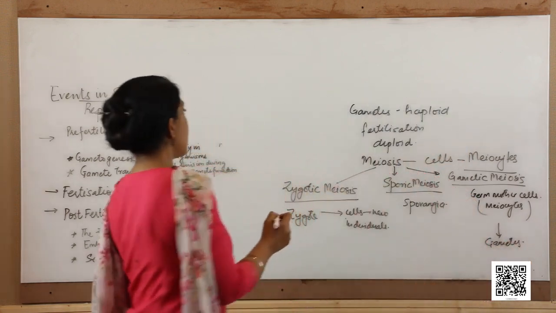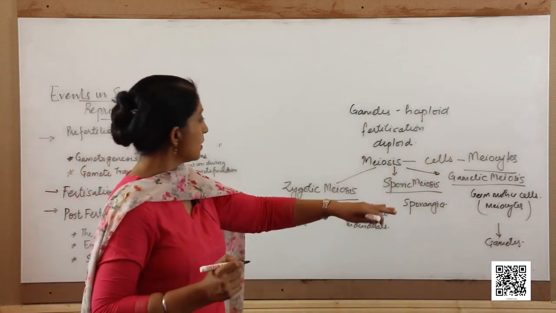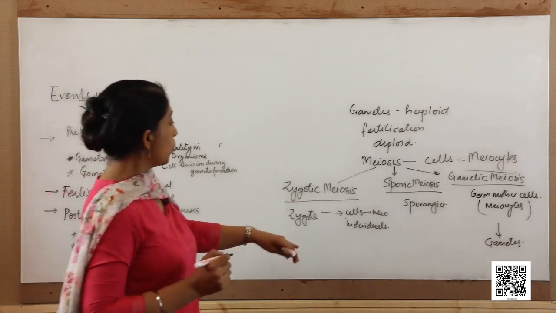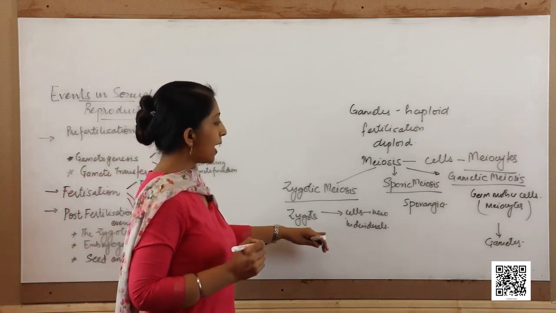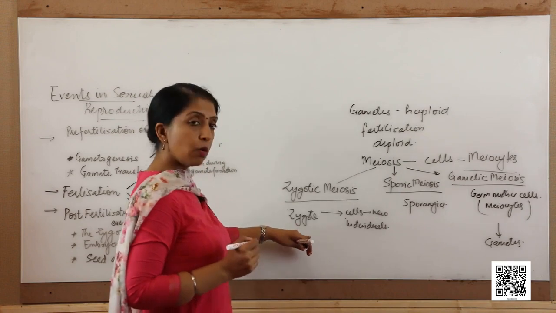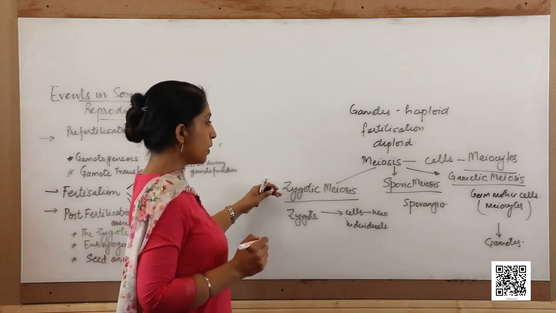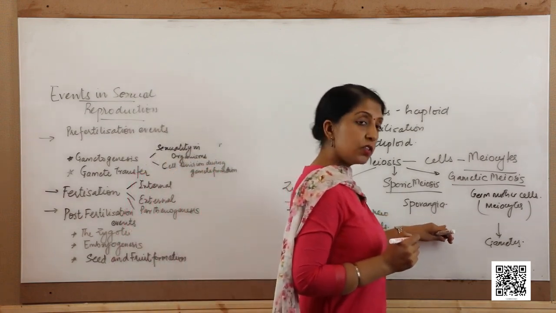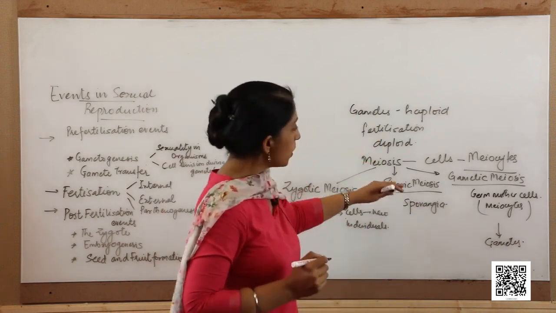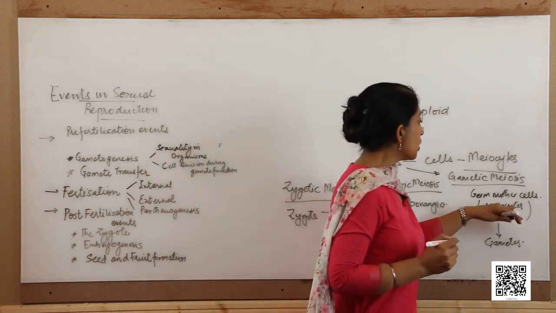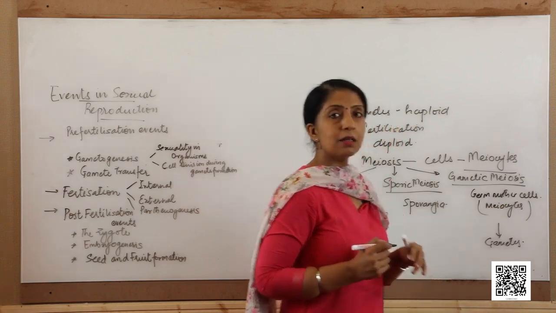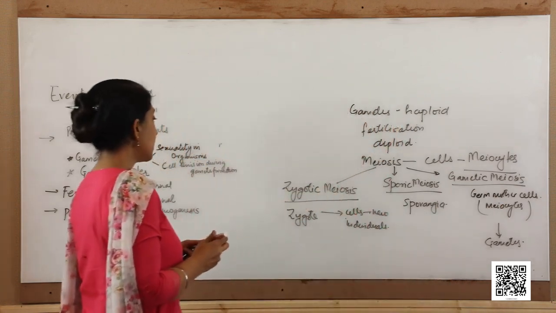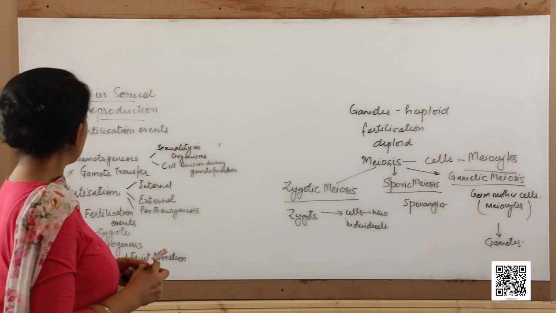So, these are the three types of meiosis depending upon which of the cells is going to act as the meiocyte. When the zygote acts, it is the zygotic meiosis. When the cells of the sporangia act as meiocytes, it is the sporic meiosis. And when the germ mother cells act as the meiocytes, it is the gametic meiosis where gametes are formed.